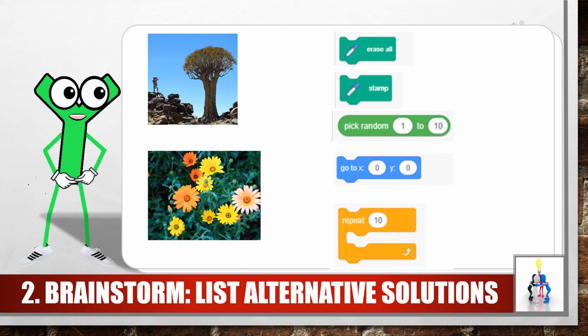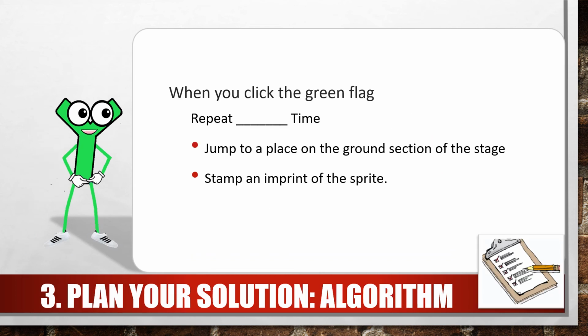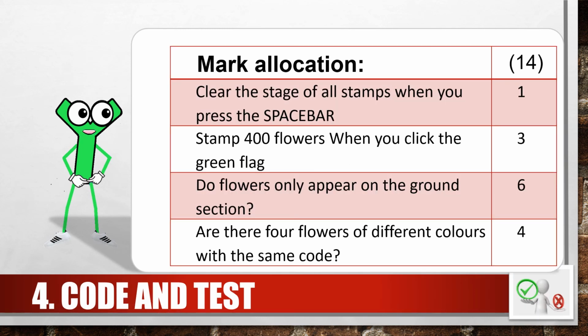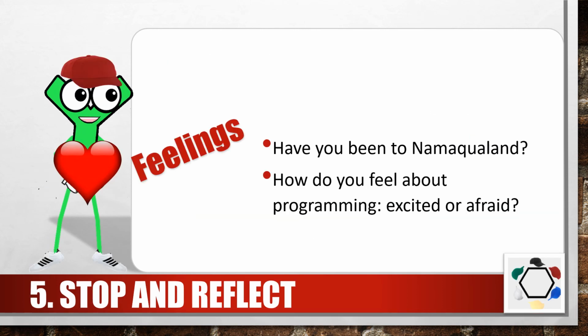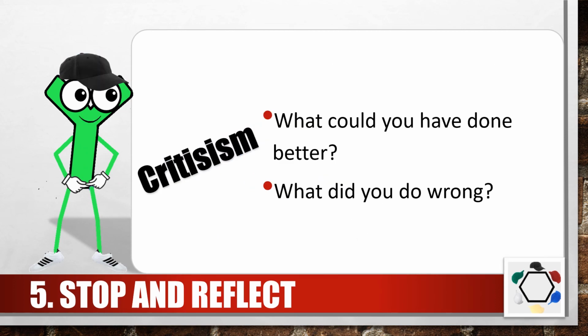Now write your own ideas down in the workbook. Draw the design for the background and the position of the sprites and label the sprites in your workbook. Then complete the algorithms for the flower sprites in your workbook. Write your program and use this rubric to check that your program meets the criteria. Like before, write down some thoughts about what you've learned, felt, and experienced.